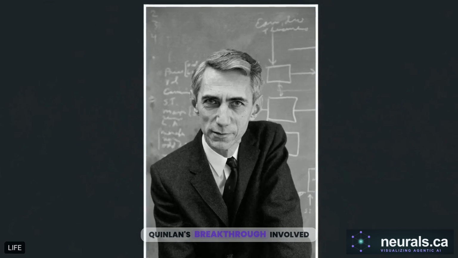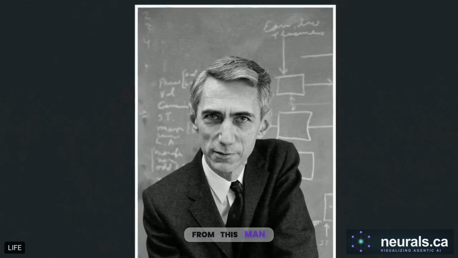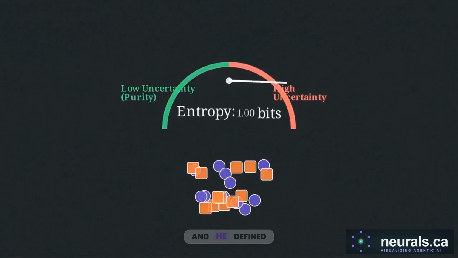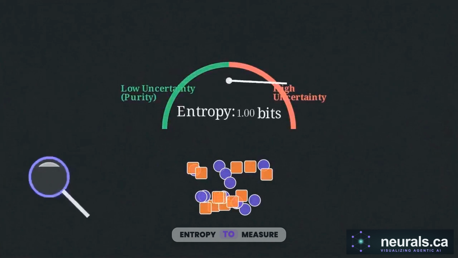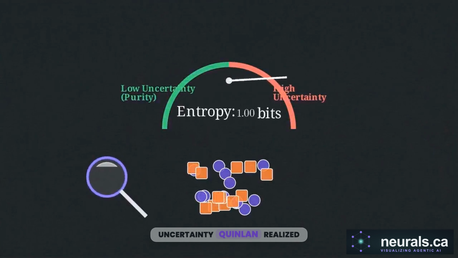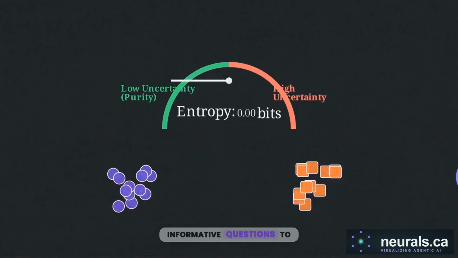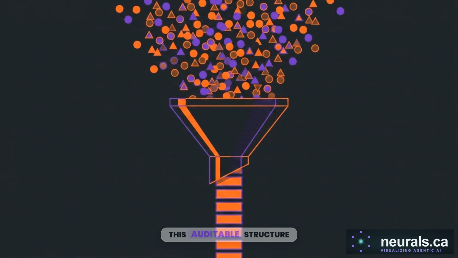Quinlan's breakthrough involved borrowing a concept from this man, Claude Shannon. Shannon was the father of information theory, and he defined a metric called entropy to measure uncertainty. Quinlan realized this math could identify the most informative questions to ask a dataset. This auditable structure uses entropy to convert raw data into verifiable business rules.